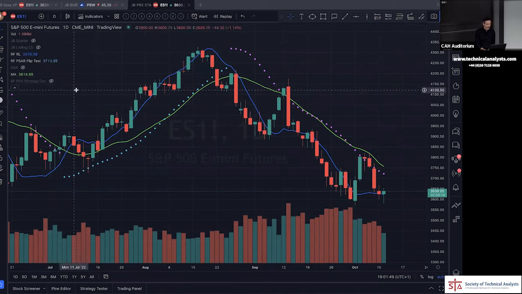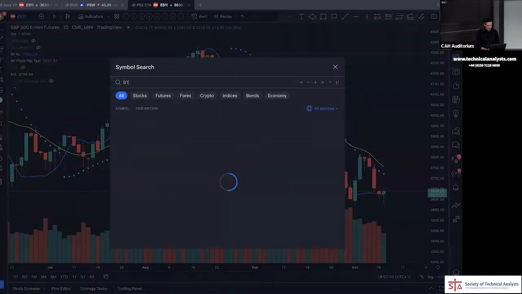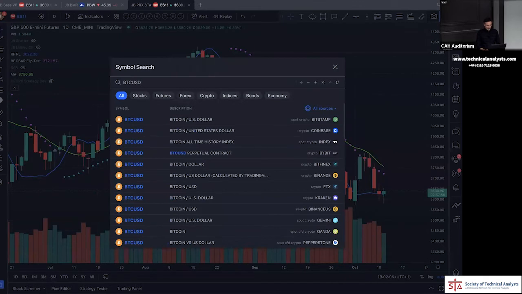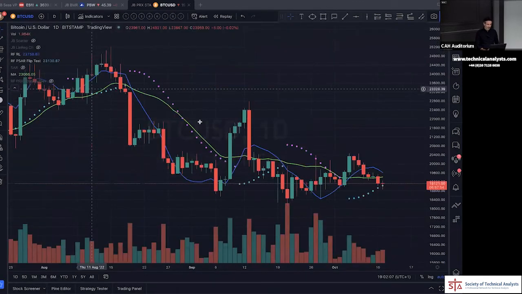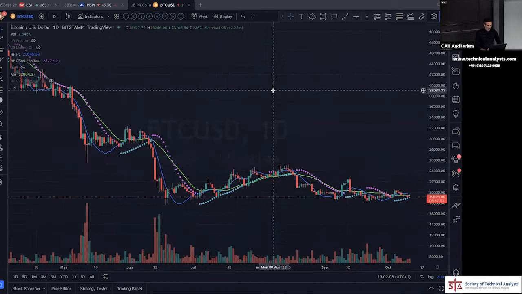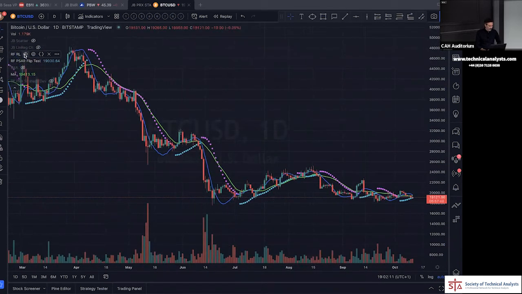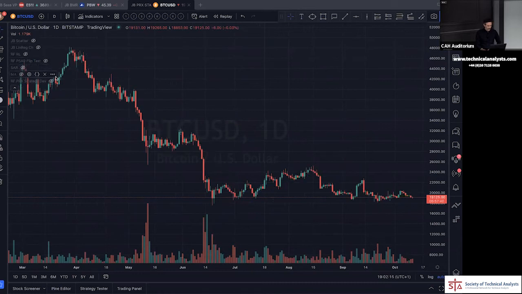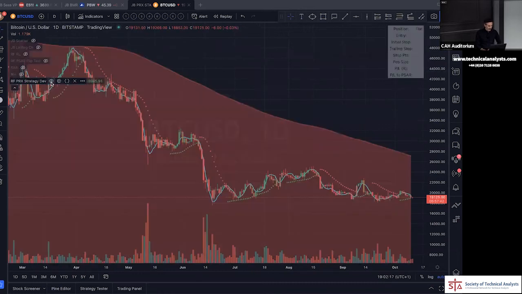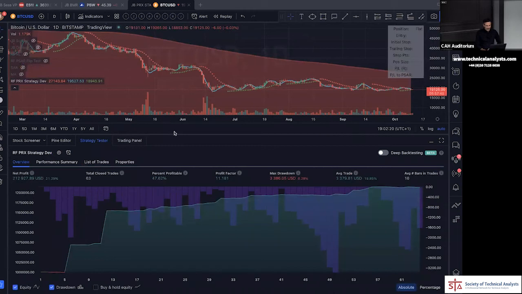All right, so let me move on here. And what I want to do is pull together a flavor of the system that we're using. So I'm going to switch this to a Bitcoin chart. We'll stick with the daily, but we're going to zoom out quite a bit. And I'm going to turn off most of these. Let's turn that off, and then I'm going to enable the trading system.